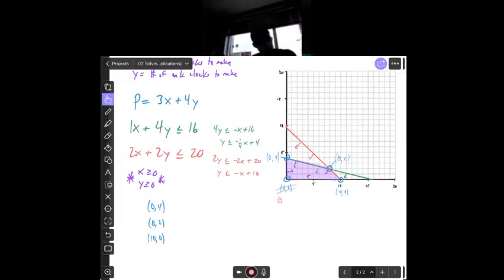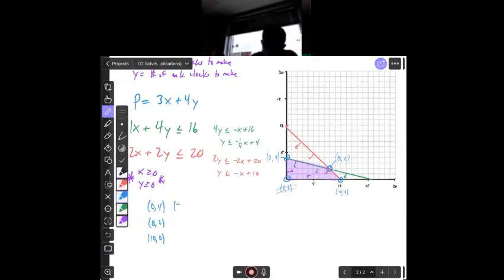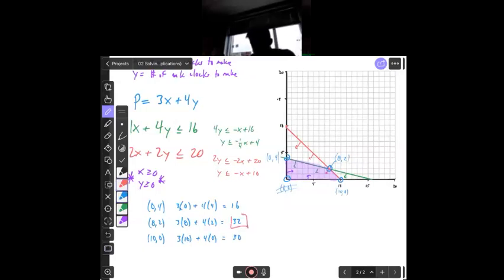So plugging those back into your objective function, p equals 3 times 0 plus 4 times 4, so 0 plus 16 is 16. 3 times 8 plus 4 times 2, so 24 plus 8, which is 32. And then 3 times 10 plus 4 times 0, which is 30. So again, it's that middle number that's the max.